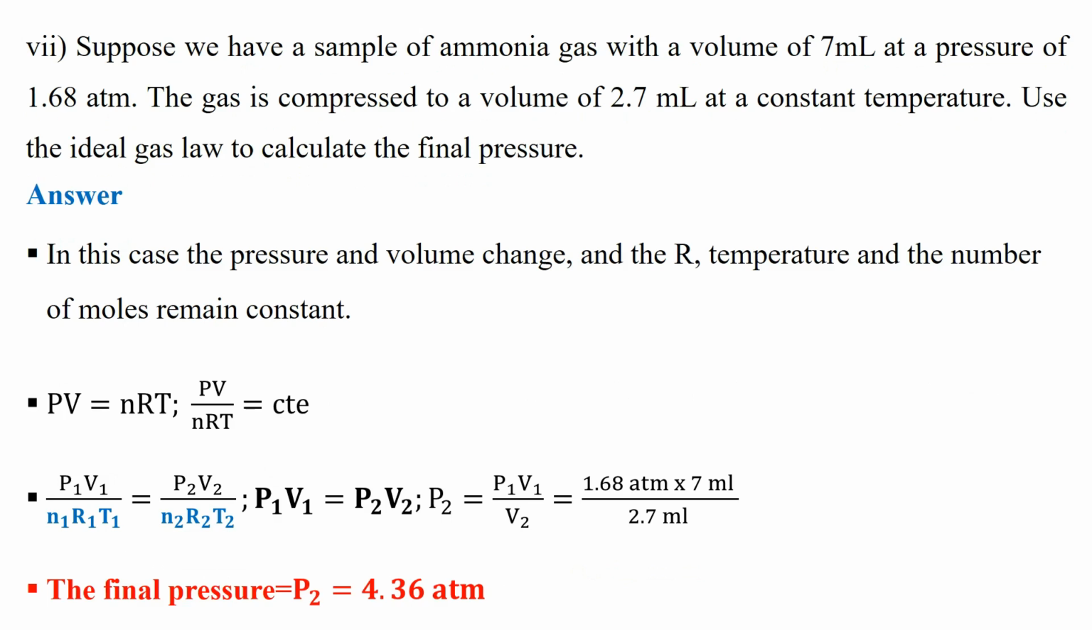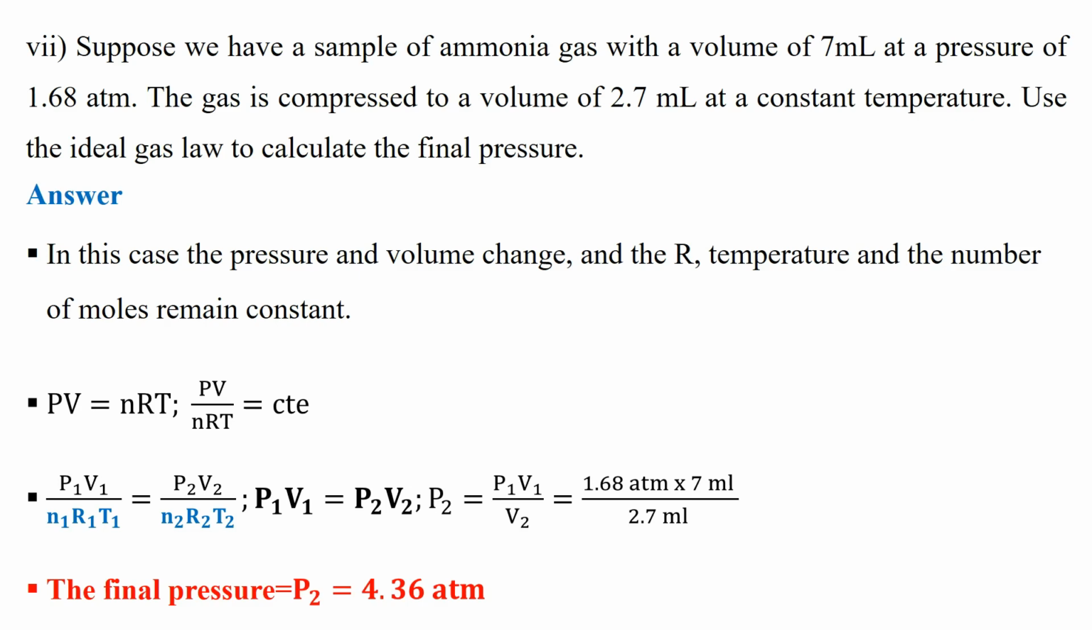Next question: suppose we have a sample of ammonia gas with a volume of 7 milliliter at a pressure of 1.68 atmosphere. The gas is compressed to a volume of 2.7 milliliter at a constant temperature. So here the temperature is constant. Then use the ideal gas law to calculate the final pressure. So that means we need to use the equation PV is equal to nRT.